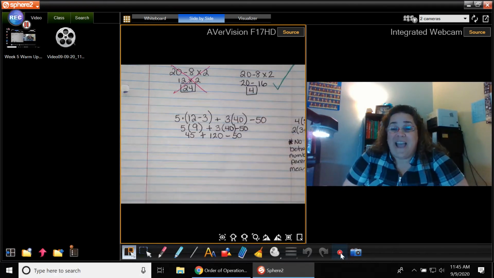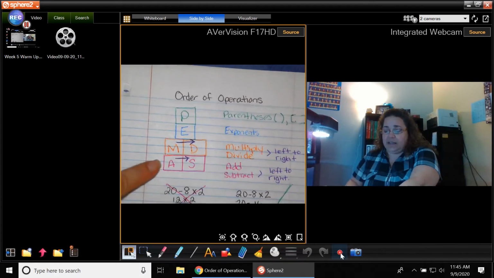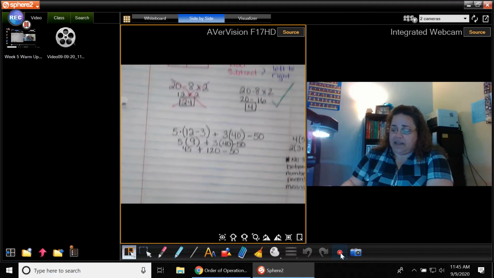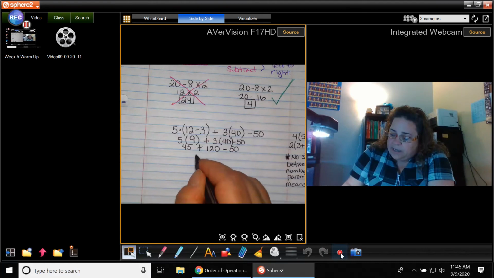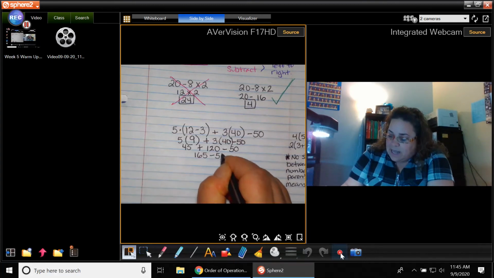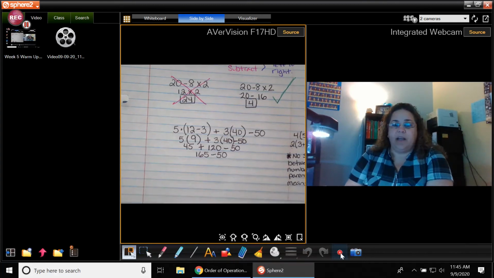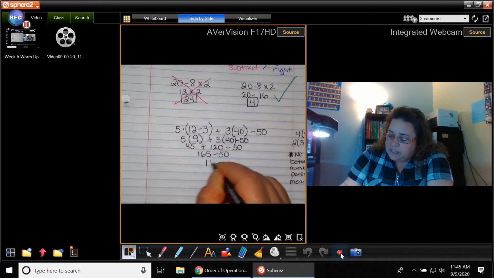Okay, so now I add and I subtract from left to right, right? Because that's what my pyramid says at the bottom, right? Add and subtract from left to right. So my next line is going to be my adding. My adding, 45 plus 120 gives me 165. And I bring down the last part. And now I just have a simple subtraction problem, right? 165 minus 50 equals 115.